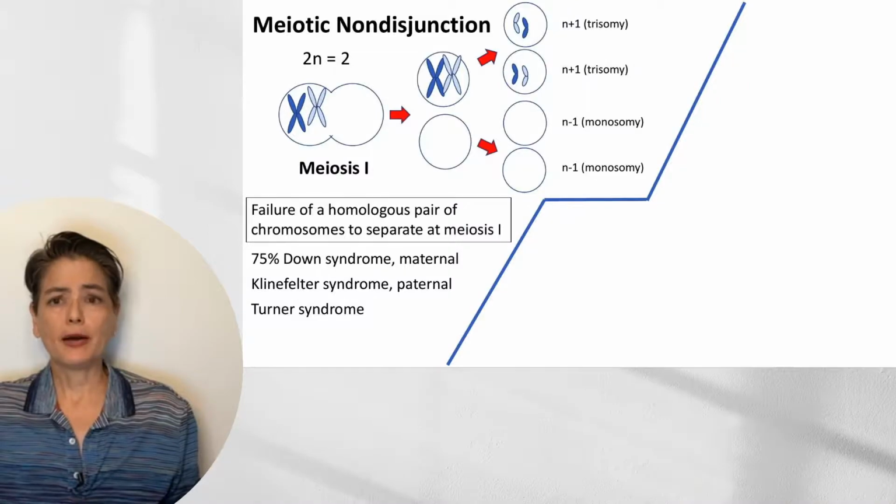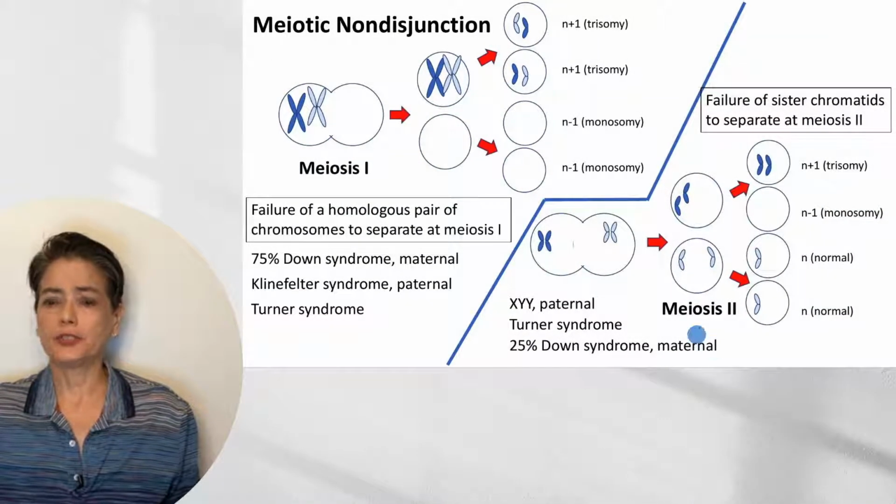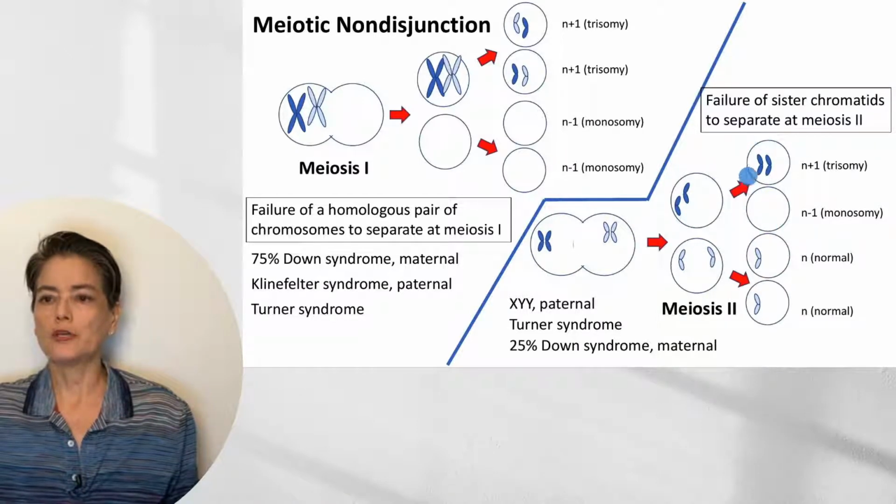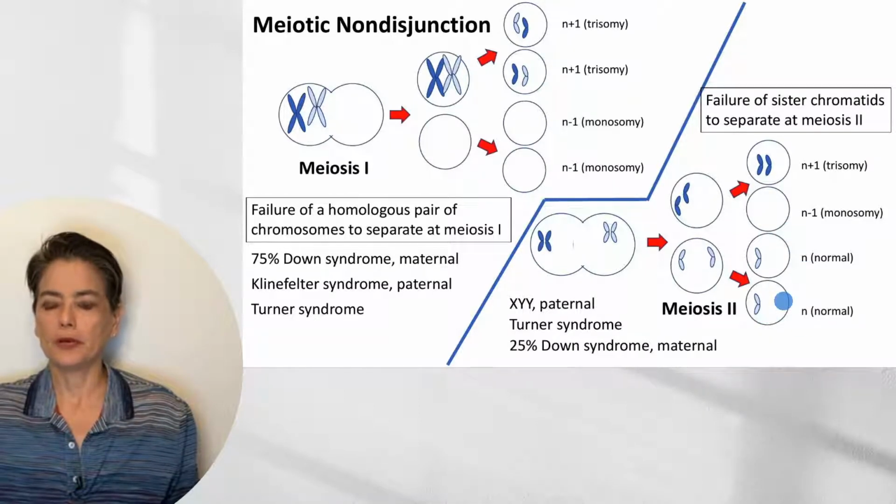Now we can also get meiotic non-disjunction in meiosis 2, and in this we get failure of the sister chromatids to separate at meiosis 2. So here we have our correct homologous pair of chromosomes have separated at meiosis 1, but here the chromatids, instead of separating appropriately, are going to lead to one daughter cell with a trisomy, one with a monosomy, and then we have 2 that have the appropriate number of chromatids.